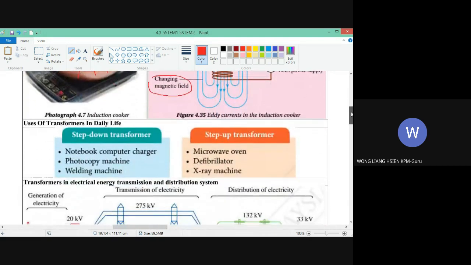Okay, next is use of transformers in daily life. Step-down transformers are used in notebook computer chargers, your handphone charger, photocopy machines, and welding machines. Step-up transformers are used in microwave ovens and defibrillators.